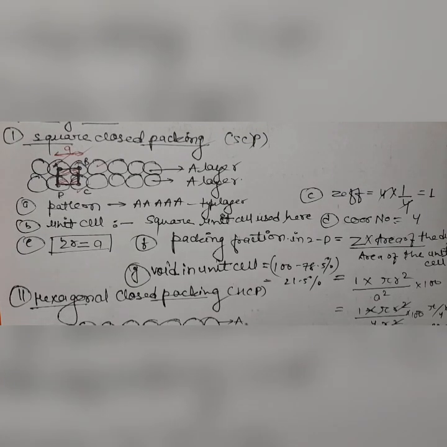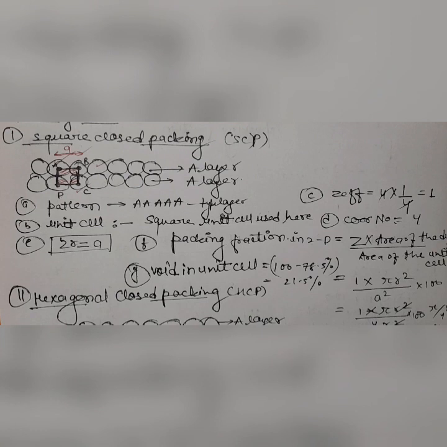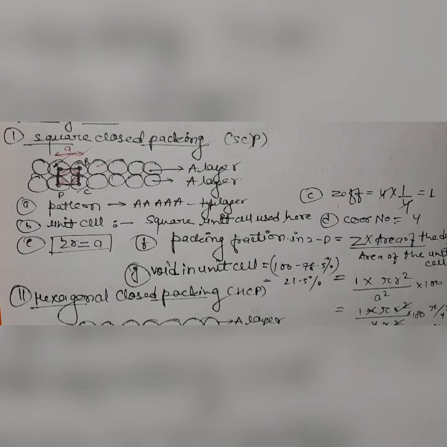This is A layer, this is B layer, and this is again A layer. Why do we tell it's a B layer and an A layer? Because the A layers are similar and the B layer is different, because the B layer is present on the voids of the A layers. This is the difference through which we can differentiate easily.